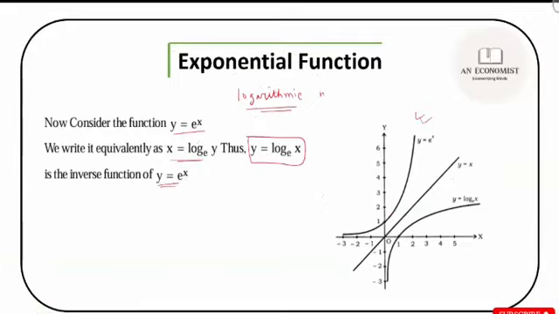This is a 45-degree line, y equals x, and if you have the exponential function as this, y equals e to the power x, the logarithmic function will be just the mirror image of this. So consider this 45-degree line to be a mirror. On one side you have the e to the power x function, and on the other side you have the log x function. So it's just the mirror image of the exponential function with respect to the 45-degree line.